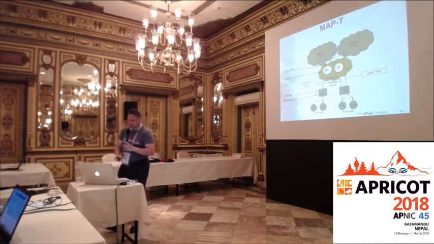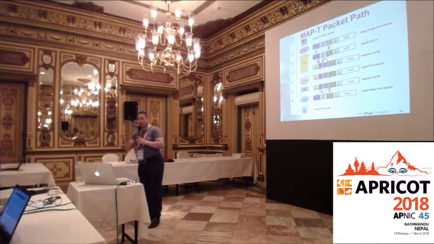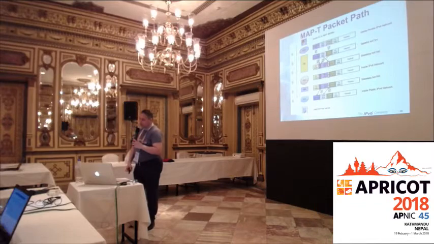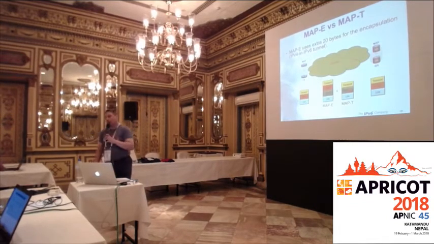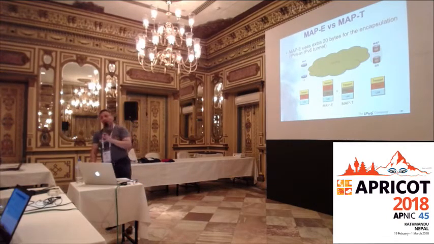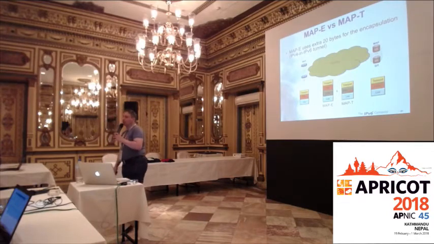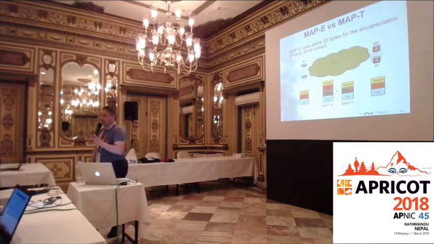So again, I have here the path for the MAP-T traffic and all the flow. If you want to compare MAP-E versus MAP-T, the difference is that in MAP-E, you have 20 bytes of extra overhead because of the encapsulation of IPv4. So that's the difference in terms of network overhead. It's not significant, but it's something to consider, of course.